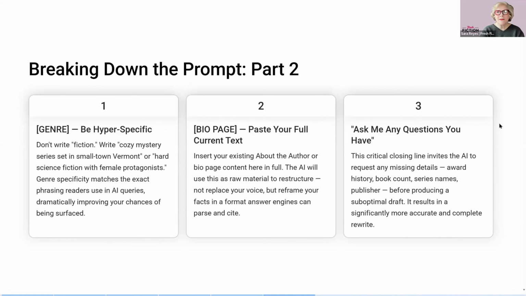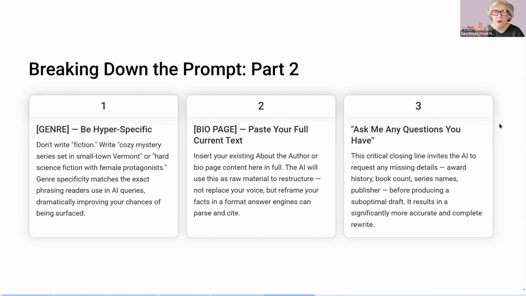So being specific with your genre matches the exact phrasing that readers are going to use in their AI queries when they ask the question. And this will dramatically improve your chances of being surfaced or shown, which means it's going to dig through and it's going to stop. It actually stops at 5 and goes, okay, this is the answer to that question, so I'm going to put this in the presentation that I give to the person who asked the question. That's what the engine is doing.